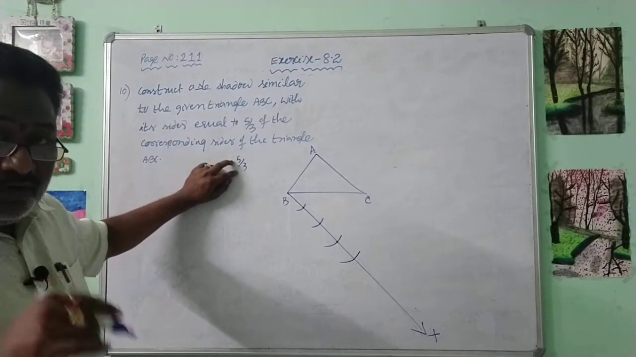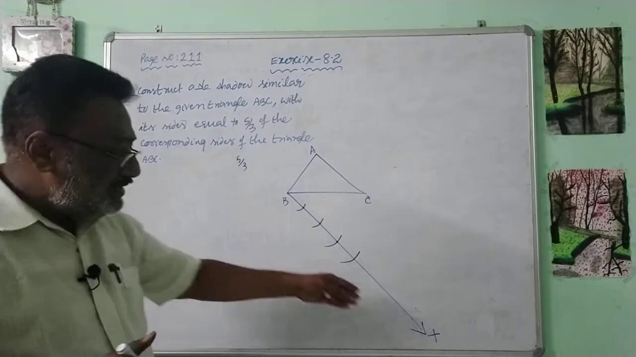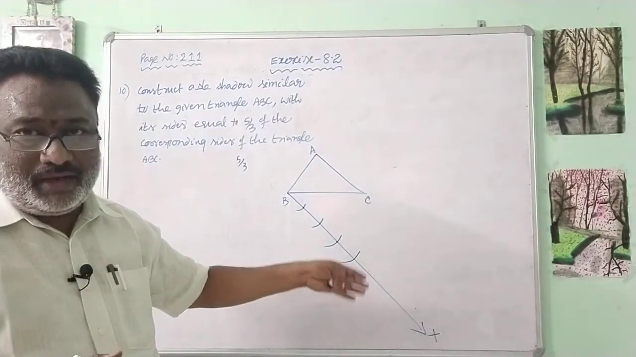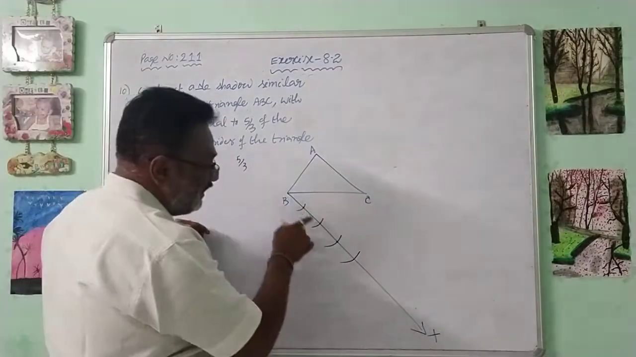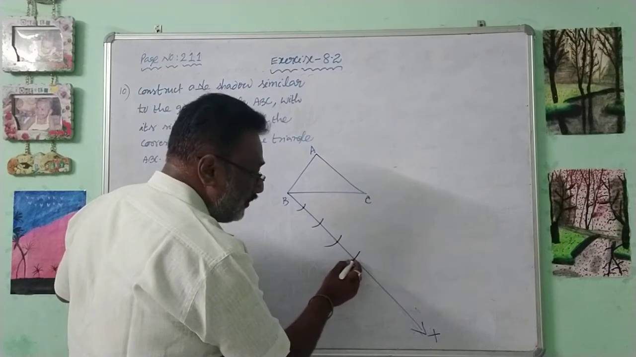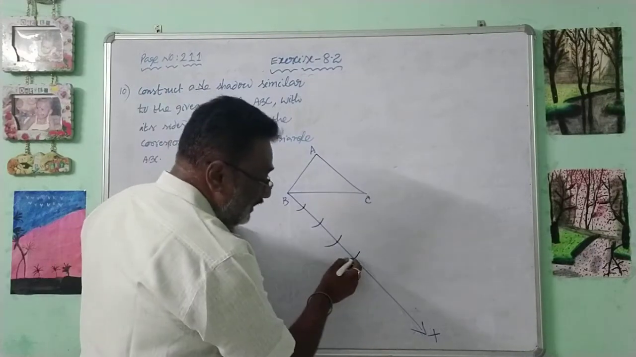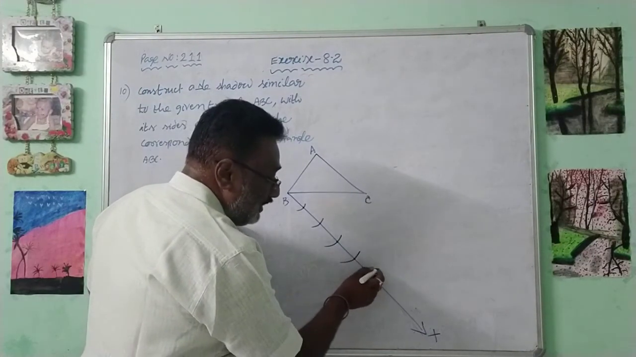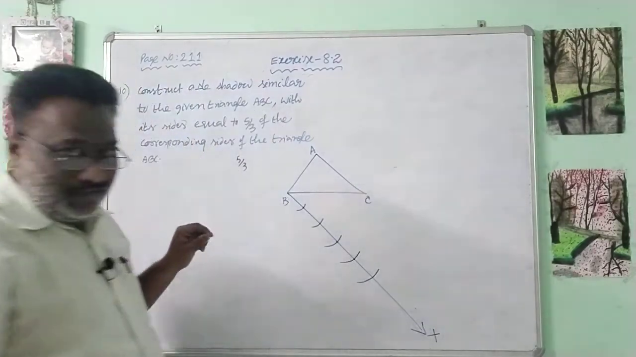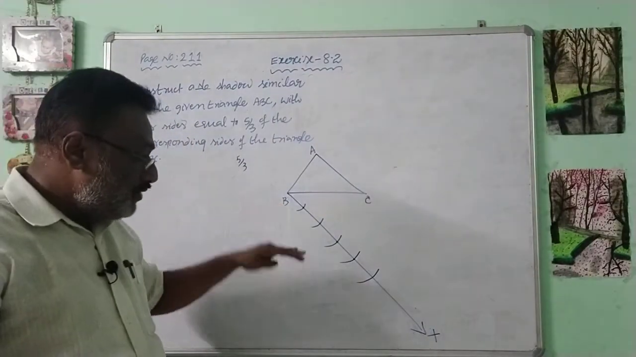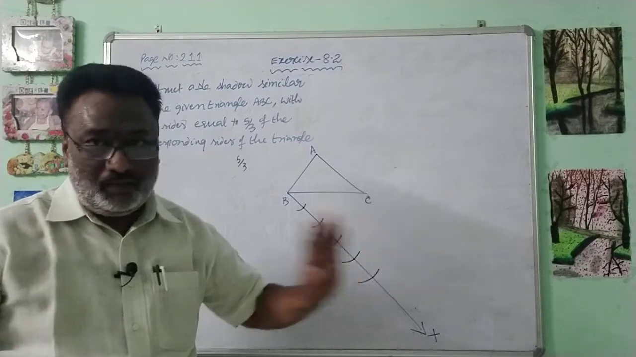5. 5 arcs you need to draw. That means this way we are taking 5 parts. We are dividing into 5 equal parts. So first part, second part, third part, fourth part, one more part we need to draw. By taking this point as center, with the same radius, you need to draw one more arc. Now we have divided this ray BX into 5 equal parts.